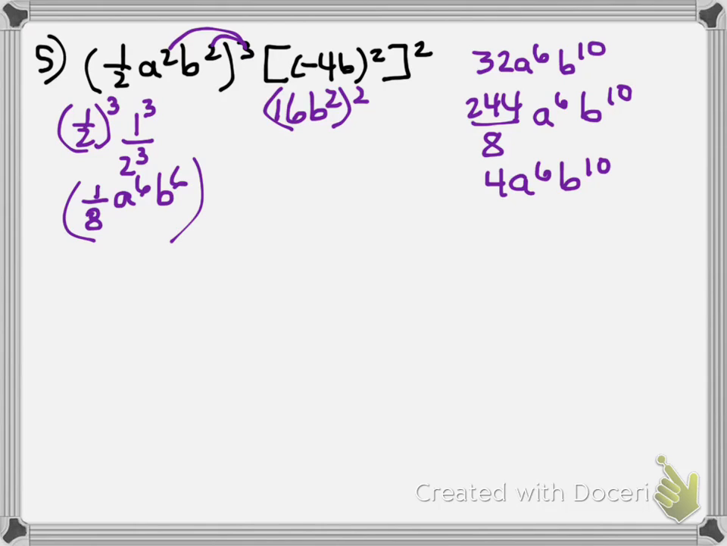Well, now I'm going to multiply 16 times 16. Now I'm going to show you a trick. Instead of doing that in my head, I'm just going to write it like this temporarily. You'll see why in a second. And then b squared squared is b, 2 times 2, is b to the 4th. Now all I have is a multiplication problem. So here's why I did that. What is 16 times 2?